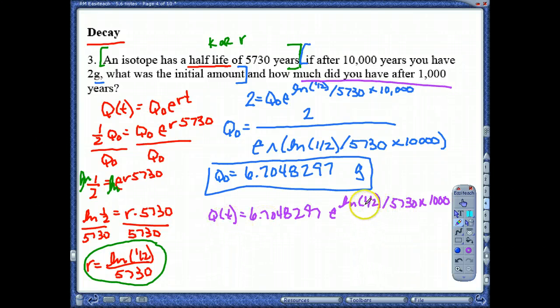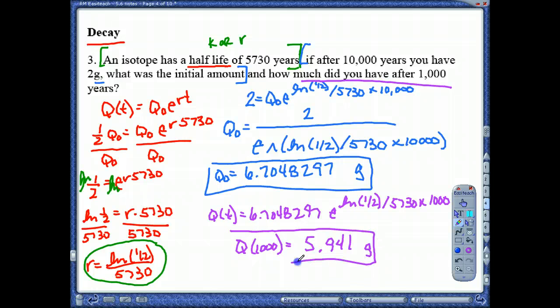It's already solved for the variable you're looking for, so if I go ahead and put that all in my calculator, and please try this, my amount after 1,000 years is going to be 5.941 grams. Now notice it's not a lot less than what I initially started with, but that's because I only had 1,000 years. Okay, it cuts in half after 5,730 years. So after 1,000, there's not going to be a lot less.